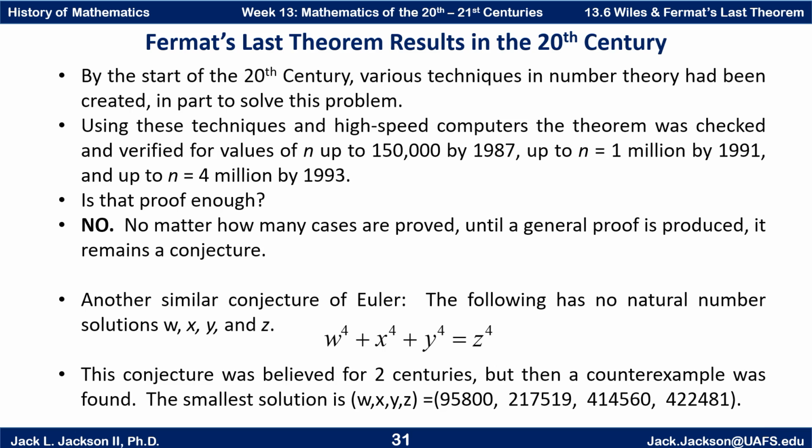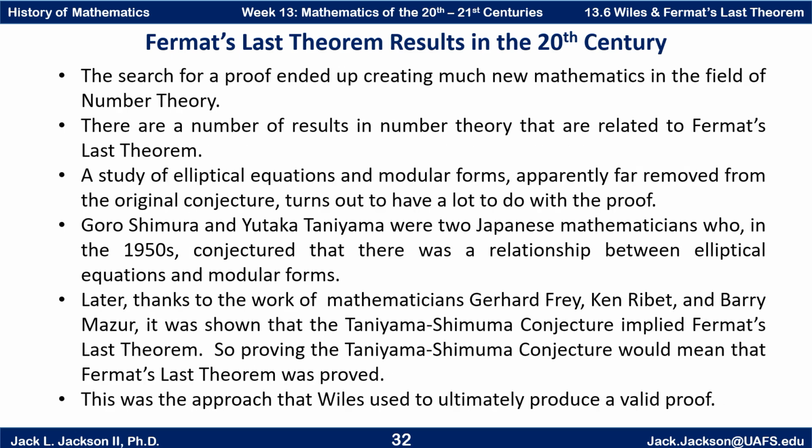Of course, working it out for 4 million cases, for n from 3 to 4 million, gave us a pretty good idea that it's probably true, but it was not proved. Now, probably the most important thing about Fermat's last theorem is not the theorem itself, but that the search for a proof ended up creating much new mathematics in the field of number theory.